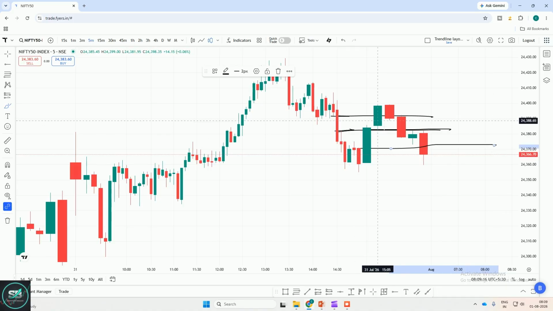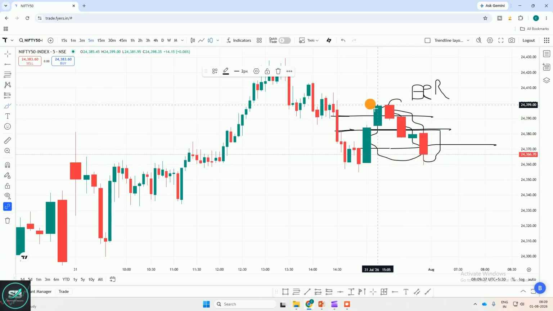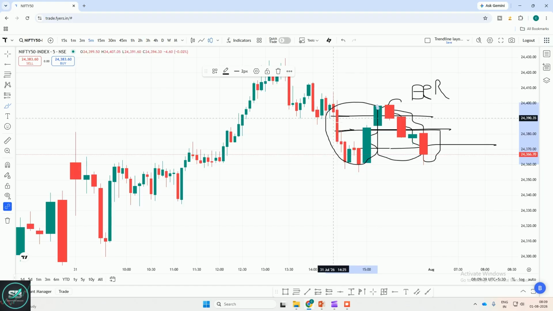Now here these two are overlapping each other. So we call this a BPR. And price came down. Now when price comes up, here you have two BPRs. In this structure you have one BPR.